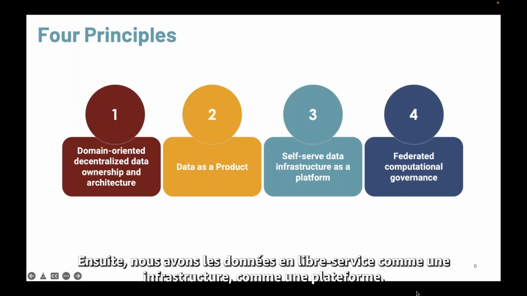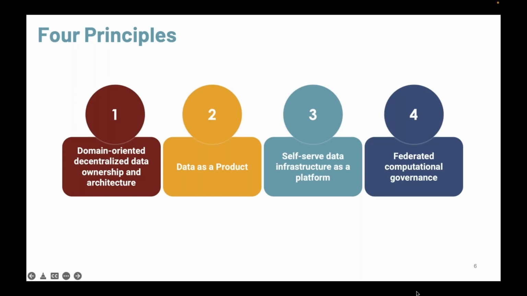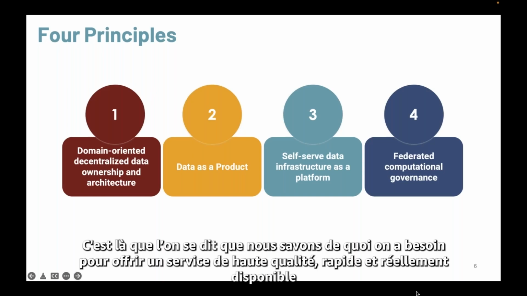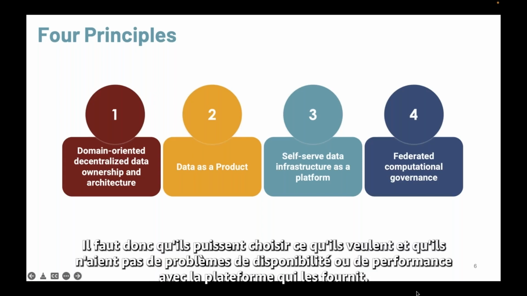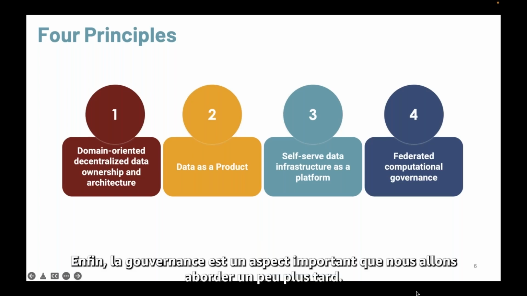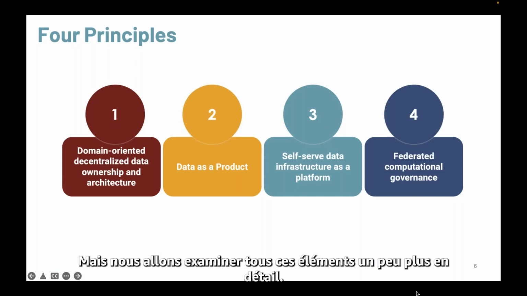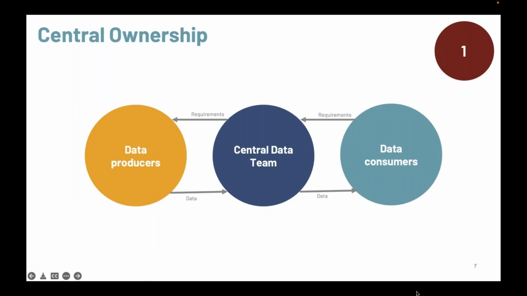Then we have the self-serve data infrastructure as a platform. This is our platform thinking piece. This is where we are saying that we know that we need to serve this at high quality, and it needs to be fast, and it needs to be really available to the people that need to access it. So they need to be able to choose what to get, and they need to not have any availability or performance problems with the platform that is providing it. And finally, this quite big one, governance, that we're going to look at a bit later, but we're going to look at all of these in a bit more detail.